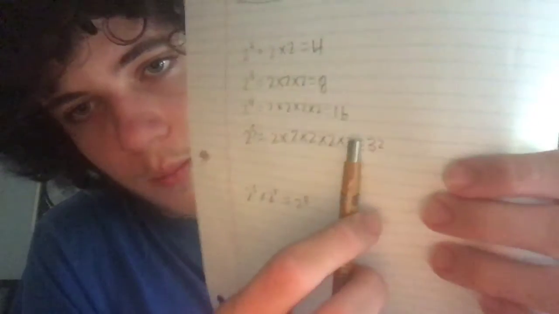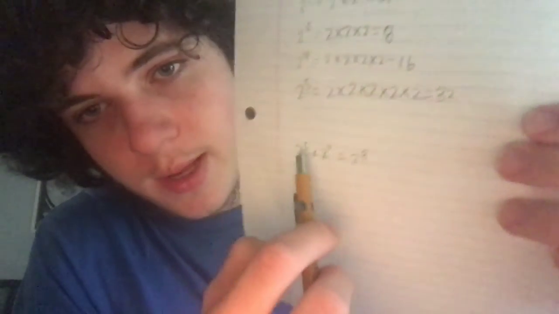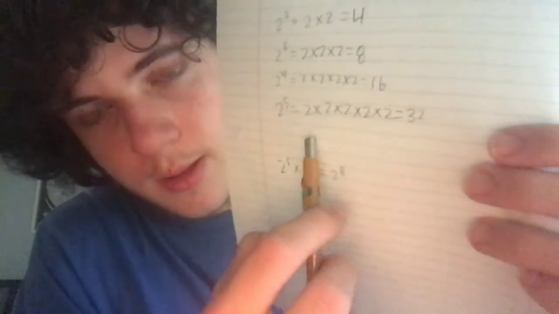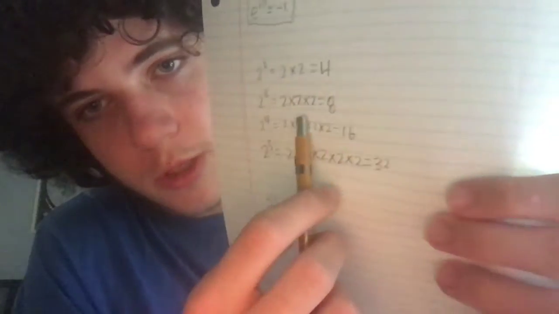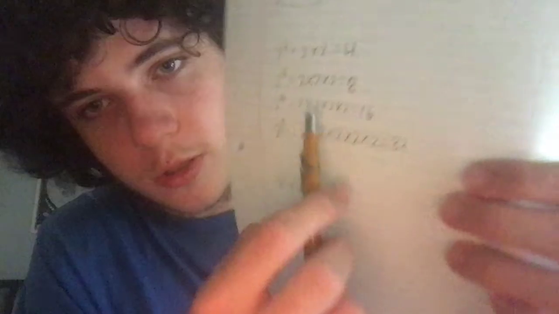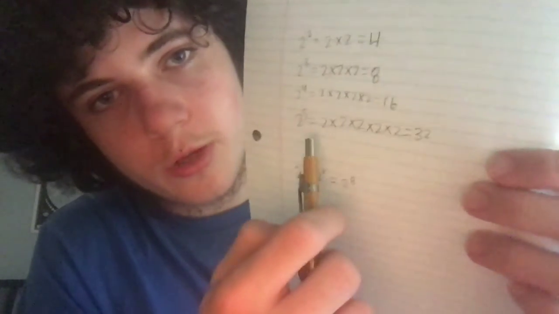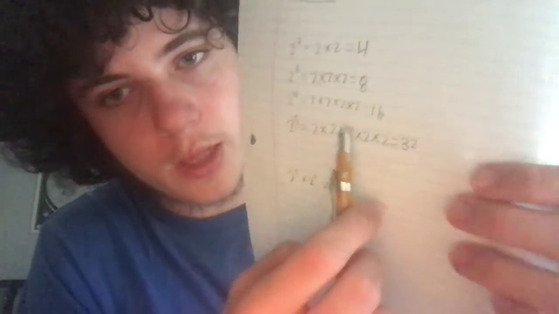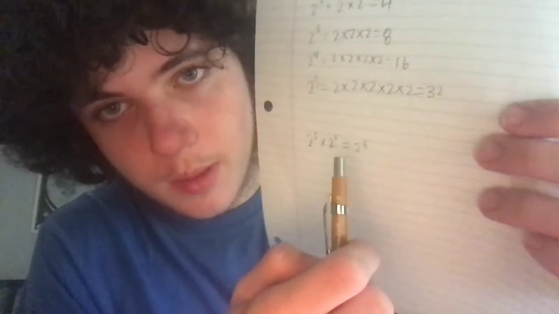Well, 2 to the power of 5 literally means 5 2's all multiplied together, right? And 2 to the power of 3 is 3 2's. So if I multiply 2 to the power of 5 and 2 to the power of 3, I get 5 2's and 3 2's multiplied. That's just 8 total 2's all being multiplied by each other, which is exactly the same as 2 to the power of 8. Therefore, we have this rule, which allows us to now actually define raising 2 to a power for all powers.